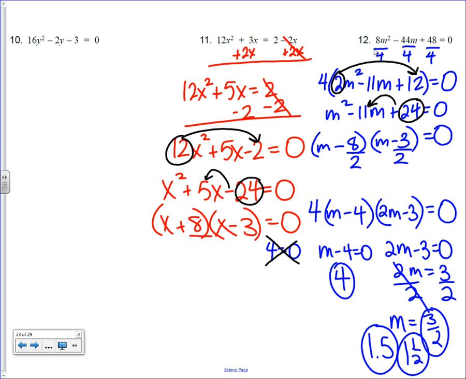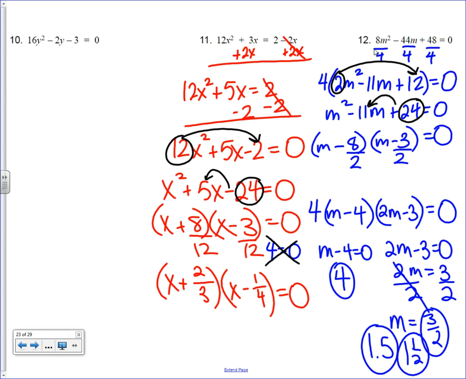The 12. So we have to divide this by 12. But 8 doesn't divide by 12. But it will reduce. What can I divide both 8 and 12 by? 4. 8 divided by 4 is 2, and 12 divided by 4 is 3. Is that okay? Now, same thing over here. 3 doesn't divide by 12, but it will reduce. What can I divide both of those by? Higher. Yep, 3 divided by 3 is 1, and 12 divided by 3 is 4.